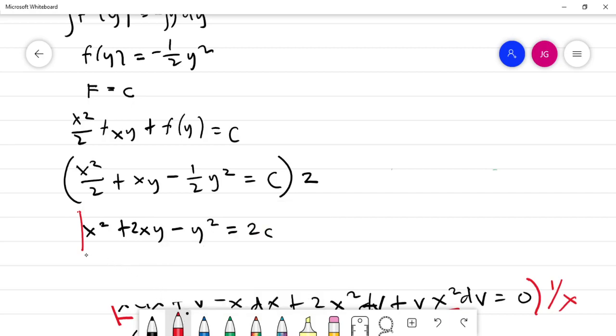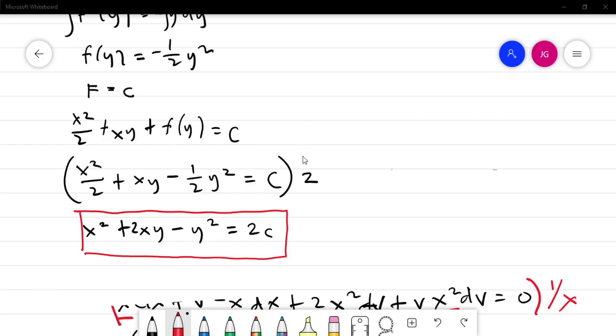Final answer is x squared plus 2xy minus y squared is equal to 2c. So, thank you for watching, guys. Just review the steps. Okay?